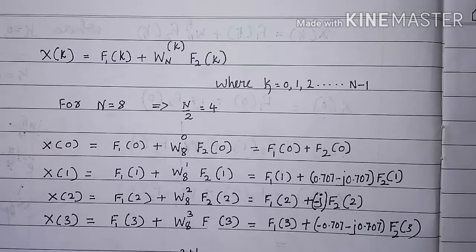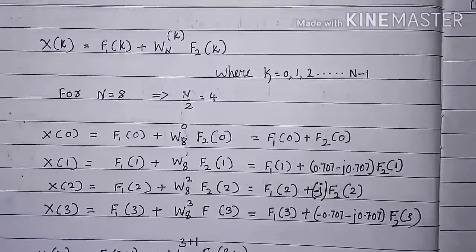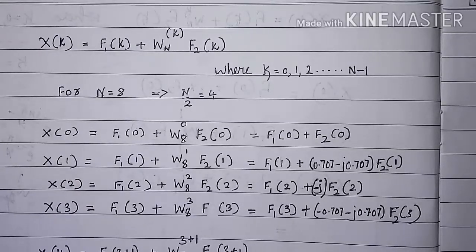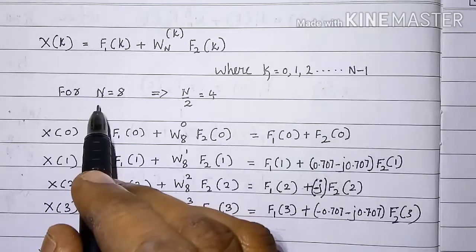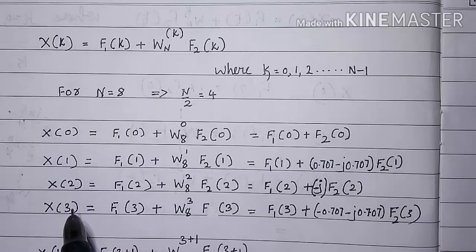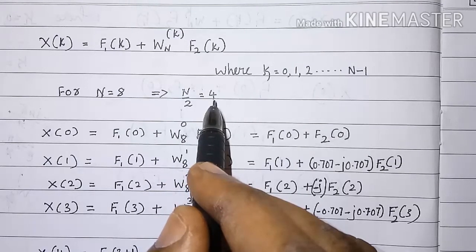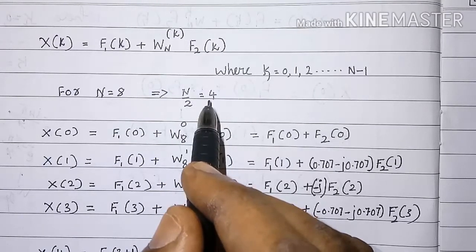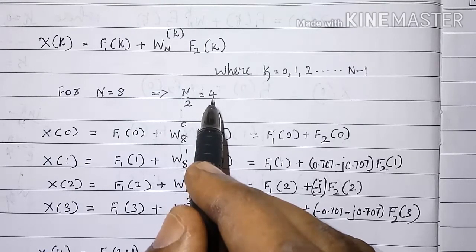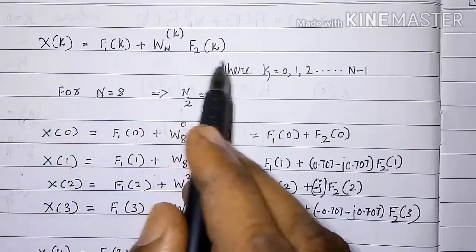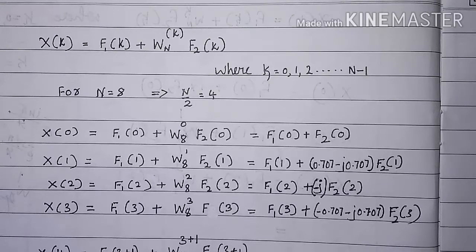If we have to calculate an 8-point DFT, that is N equal to 8, we need to calculate N by 2 equal to 4-point DFTs for even indexed samples and odd indexed samples as F1 of k and F2 of k, and then combine them to get X of k.